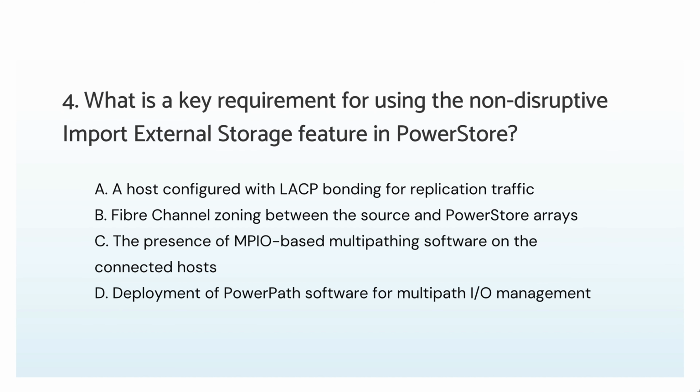So the correct answer is MPIO is like having multiple routes for your data to travel. It makes sure the migration happens smoothly, even if one route fails.